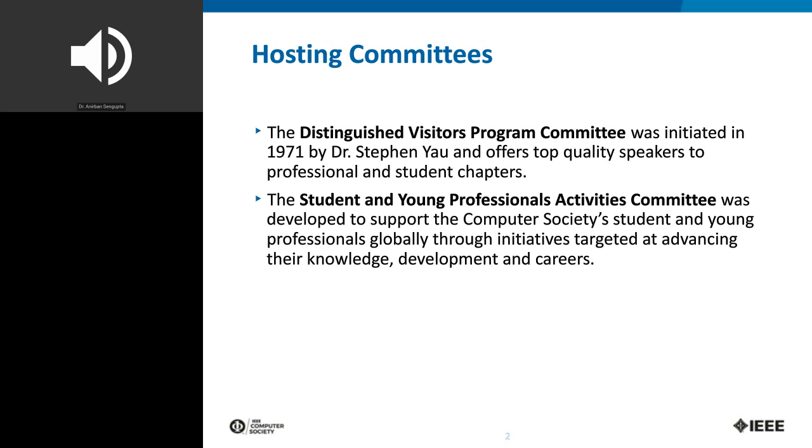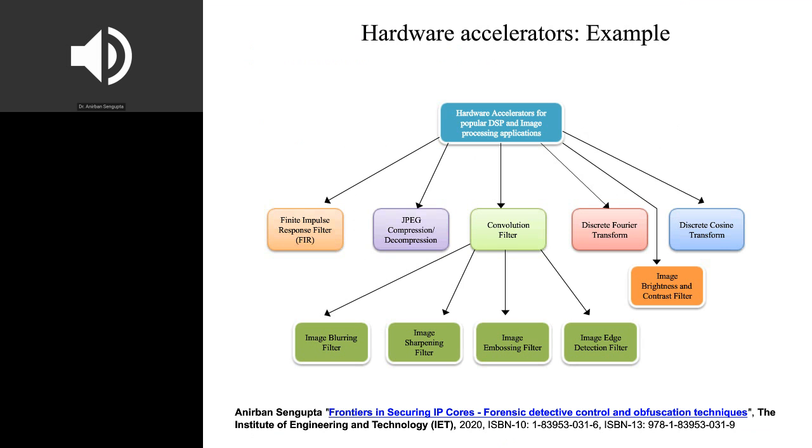Okay, so now let's look at examples of hardware accelerators that are often used in real life. Hardware accelerators for popular DSP and image processing applications can be the following. For example, the finite impulse response filter, the FIR filter. We can have JPEG compression-decompression IP, for example, the JPEG Codec. That is what it is popularly known as.